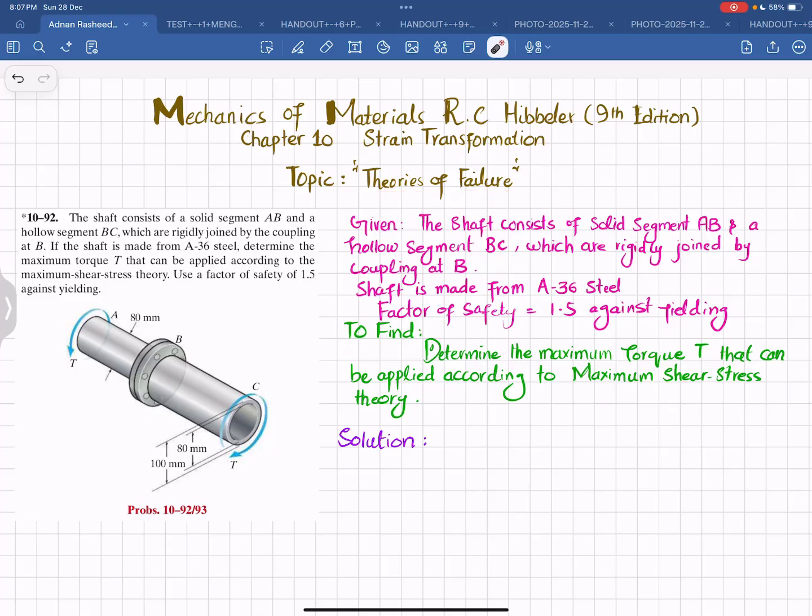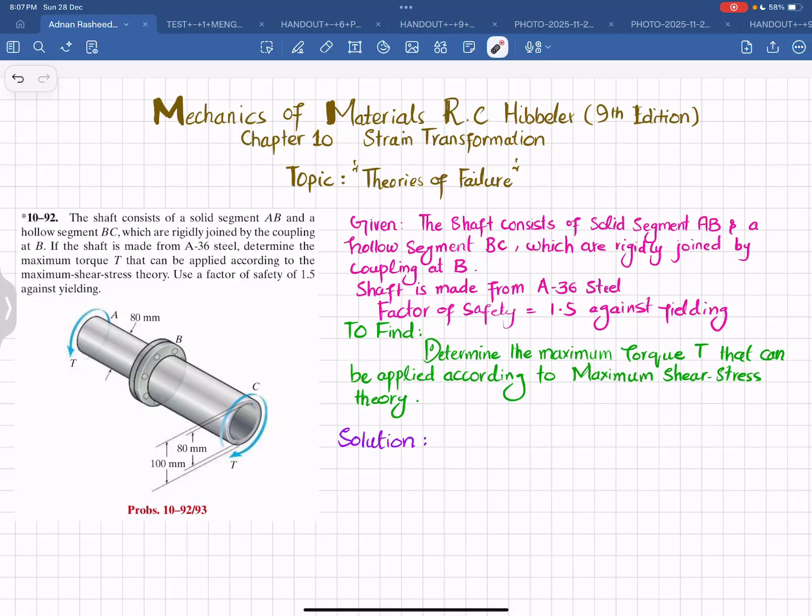The statement is: the shaft consists of a solid segment AB and a hollow segment BC, which are rigidly joined by the coupling at B. If the shaft is made from A36 steel, determine the maximum torque T that can be applied according to the maximum shear stress theory. Use a factor of safety of 1.5 against yielding.